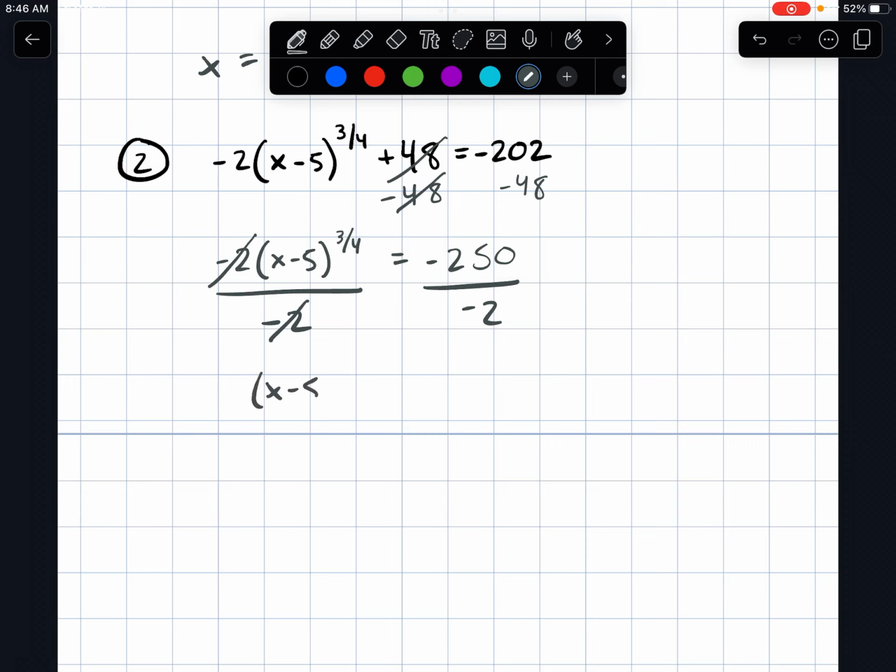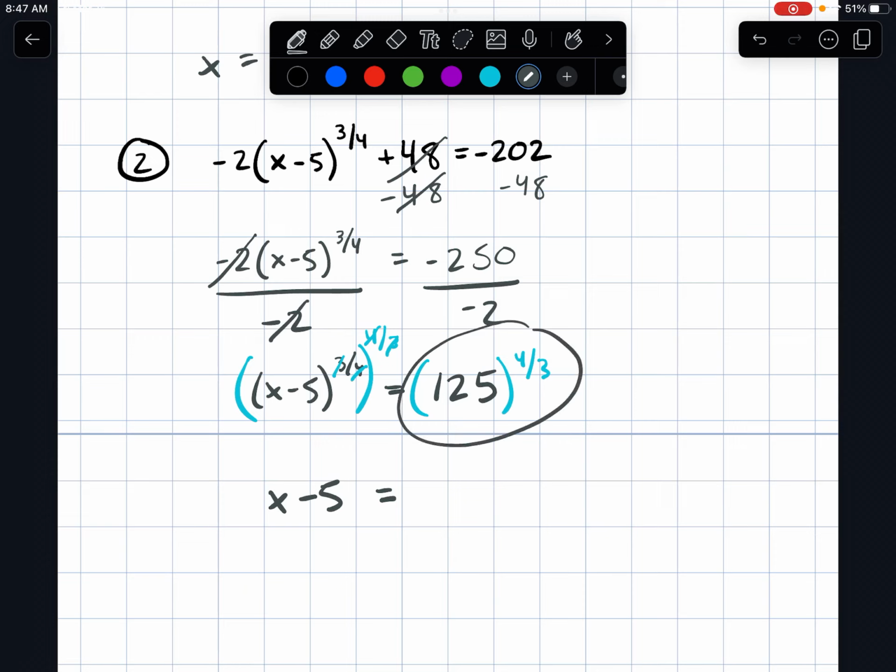And we now see that x minus 5 to the 3/4 power is equal to 125. All right. So if we get x minus 5 to the 3/4 power equals 125, we can then go ahead and raise both sides to the reciprocal power. So I'm going to raise this to the 4/3 power. I'm going to raise this to the 4/3 power. All right, we see that the 3's will cancel, and we see that the 4's cancel on the left as well. So that means on the left, all I have is x minus 5.